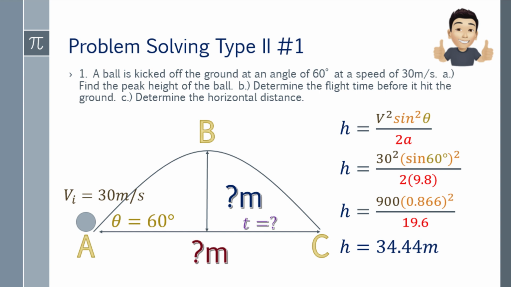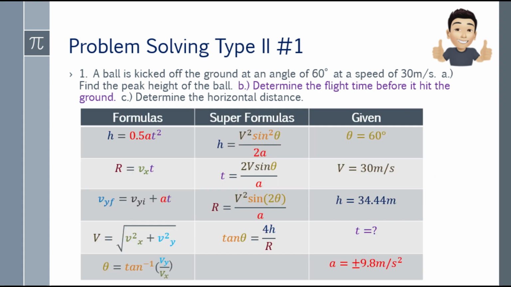And h is equal to 900 times 0.866 squared over 19.6. And the answer will be 34.44 meters. Okay, so going back to the problem, we have the given: the angle is 60 degrees, the initial velocity is 30 meters per second, the height is 34.44 meters, and we're looking for time. Determine the flight time before it hits the ground. And the acceleration is plus minus 9.8 meters per second squared.